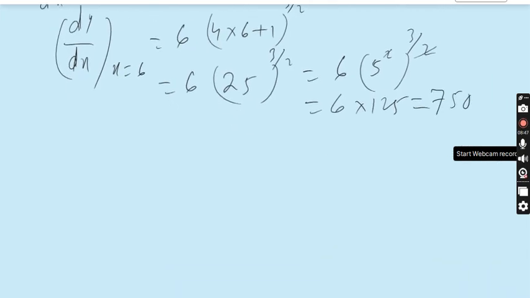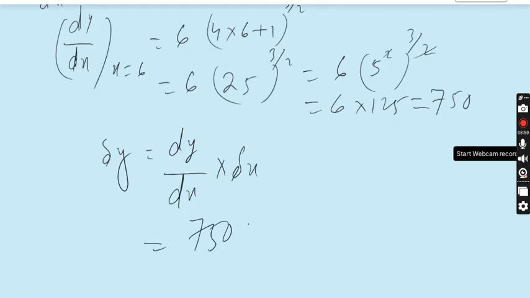Now write the formula. Delta y equals dy by dx into delta x. dy by dx is 750, delta x is p.